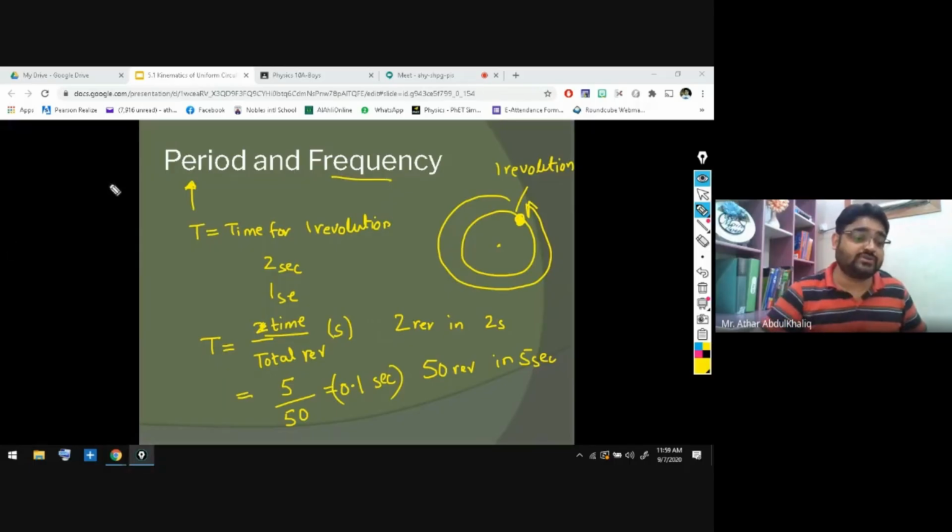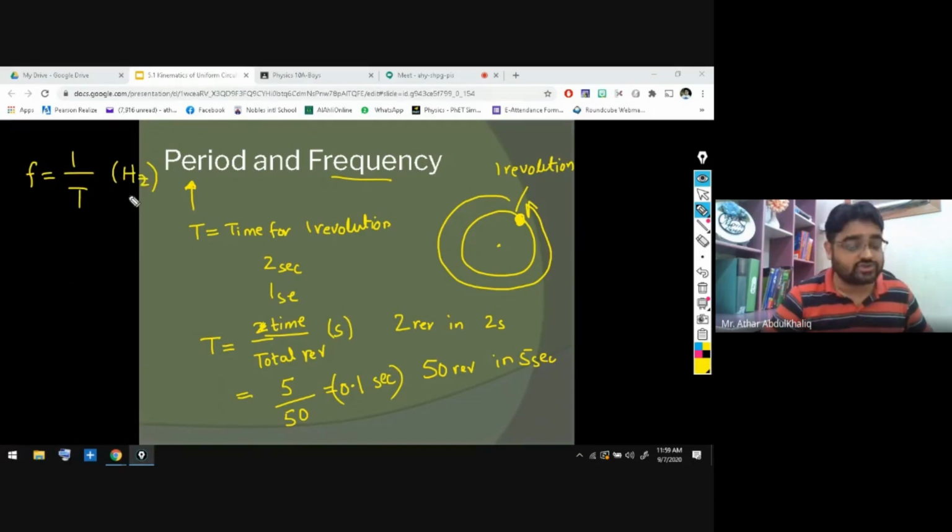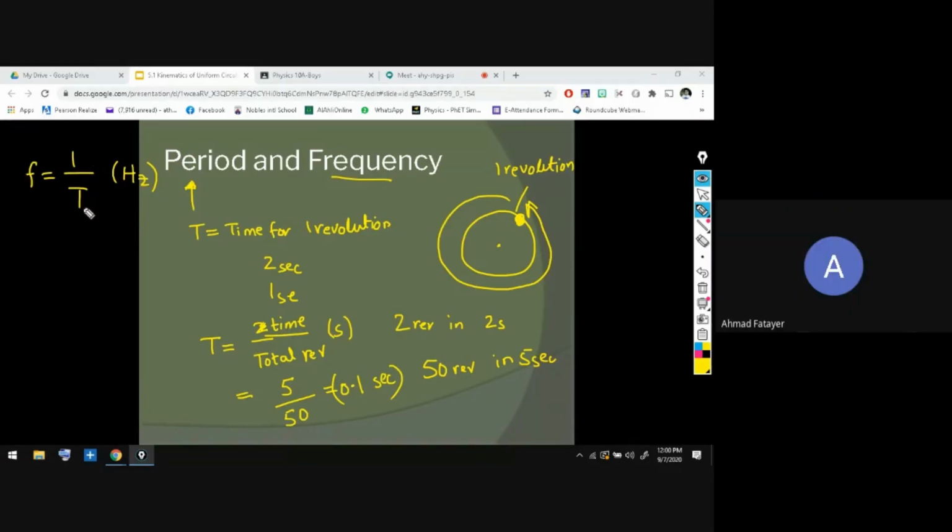Now I'm getting back to the frequency. Frequency is opposite to the period. Frequency is denoted by F. It is always reciprocal to the period. Frequency is 1 over T and its unit, we always use hertz, because it is 1 over second.